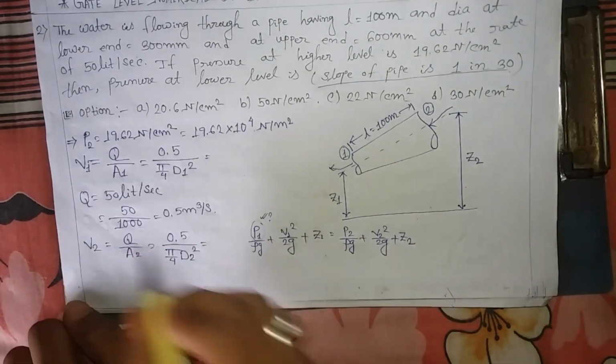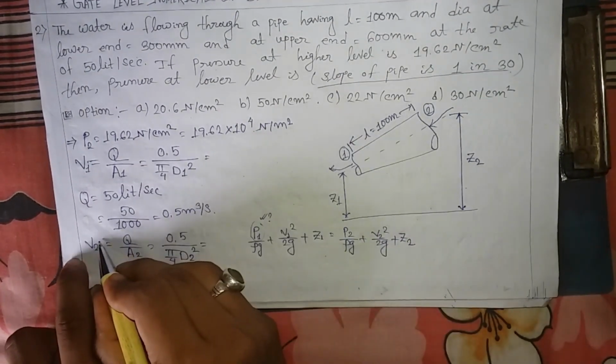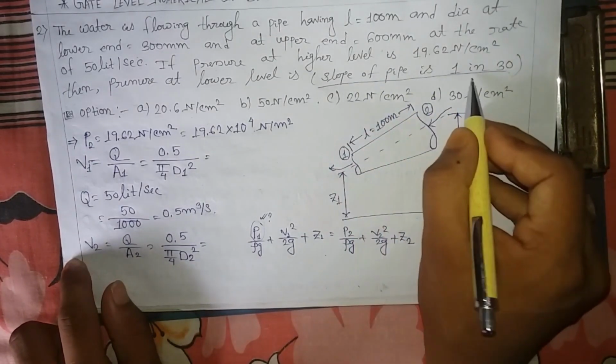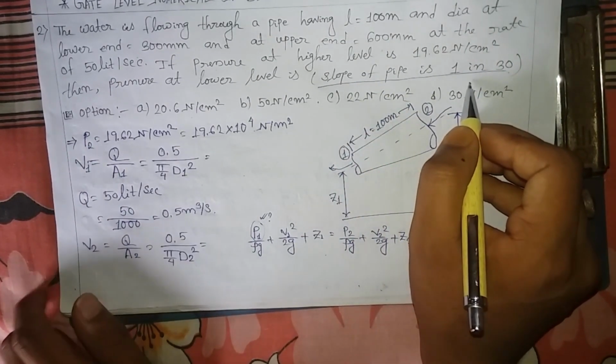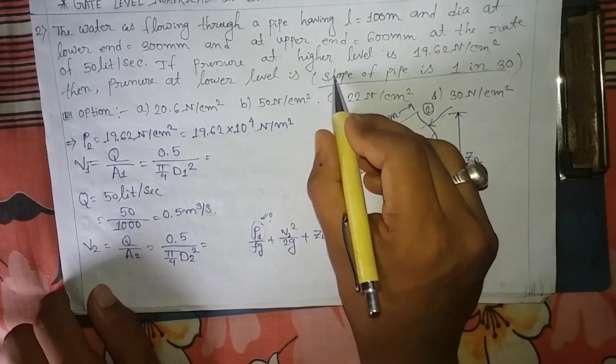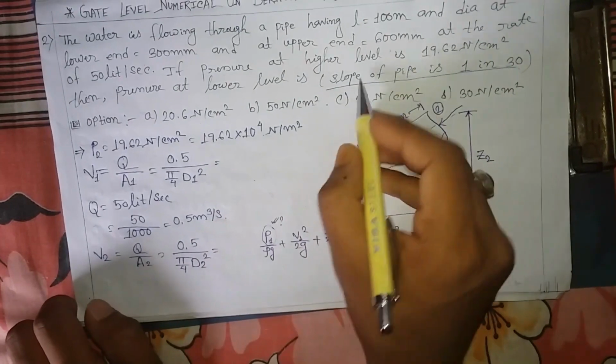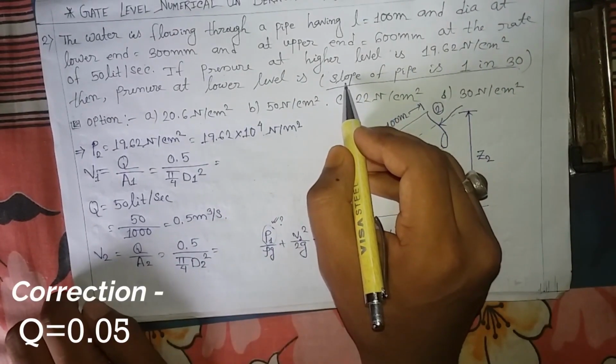Otherwise V1 and V2 are known to us, but Z1 and Z2 are not known. This will give us the quantity of Z1 and Z2. Okay, but how? The meaning of this line, write down. The meaning of this line is, I will tell it in Bengali.